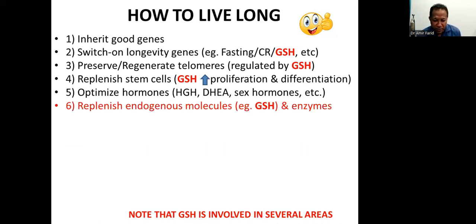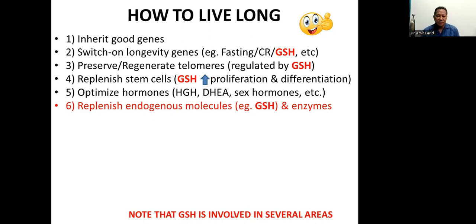Then you need to replenish the endogenous molecules, especially glutathione. What are the other endogenous molecules? Endogenous molecules means the molecules that are produced by the body, and on top of the list is glutathione. When it comes to the antioxidants, the ones that are produced by the body are glutathione, alpha lipoic acid, and coenzyme Q10. Inside the cell, in the antioxidant network, you have two vitamins, vitamin C and vitamin E, which are not produced by the cell. We have to take them from outside, and those are called exogenous, because they come through nutritious stuff.